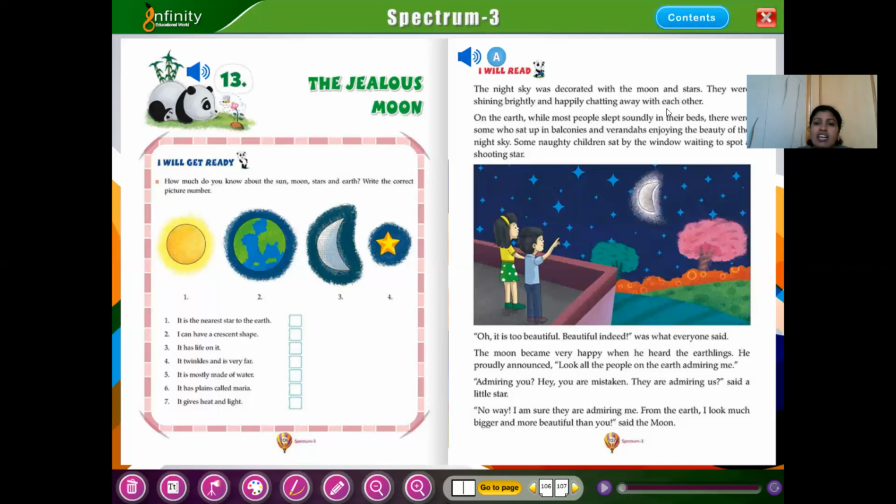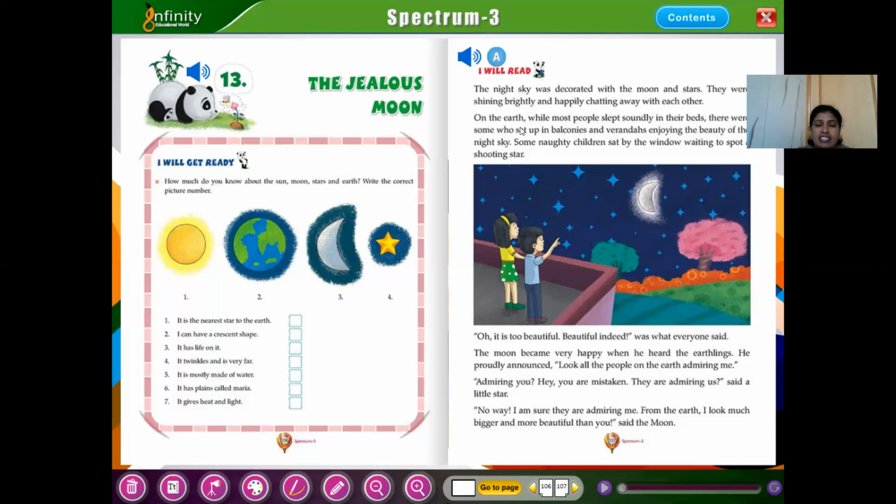So all the stars and the moon were enjoying the night, and in the night they are happily talking with each other. They are chatting away with each other. So the night sky was decorated with the moon and stars. They were shining brightly and happily chatting away with each other.